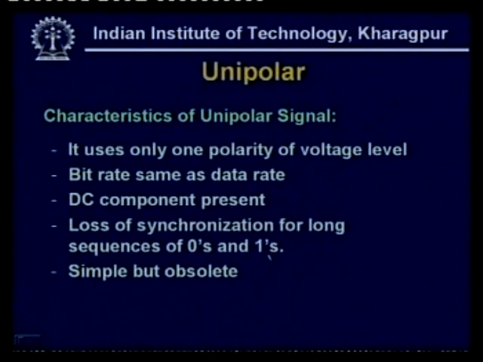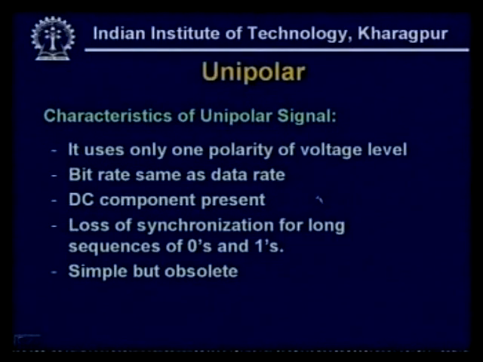In other words, there will be no transitions, and that will lead to loss of synchronization for long sequences of zeros and ones. So, this unipolar scheme is possibly the simplest, but it is obsolete. It is not used because of the limitations. For example, the DC component present is a bad feature, loss of synchronization is a bad feature, and of course, the data bit rate and data rate being the same we may not consider good, but it is not definitely bad. But it is simple because it uses only one polarity of signal. Let us see what are the other schemes used.